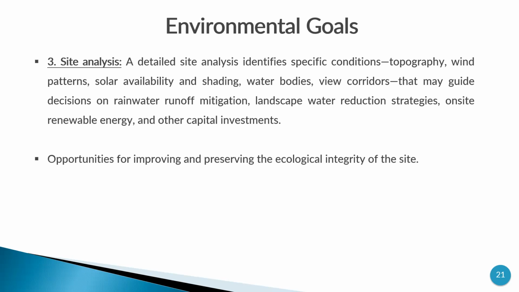So what is topography, basically? Topography is about the gradient in the land, the slope. It means on one side of the ground, maybe it is at a higher level, and the other side, it might be at a lower level. That is called topography. Opportunities for improving and preserving the ecological integrity of the site.